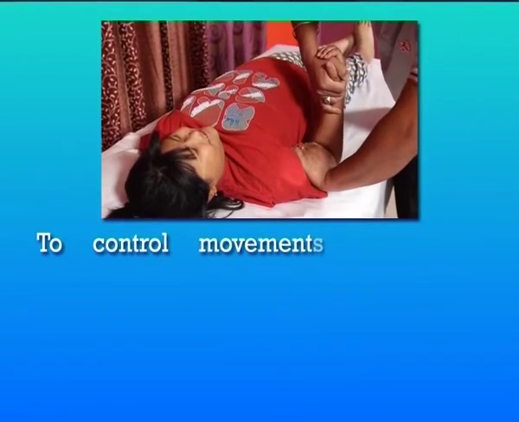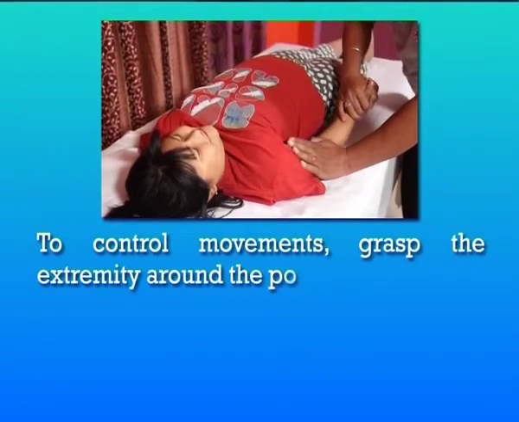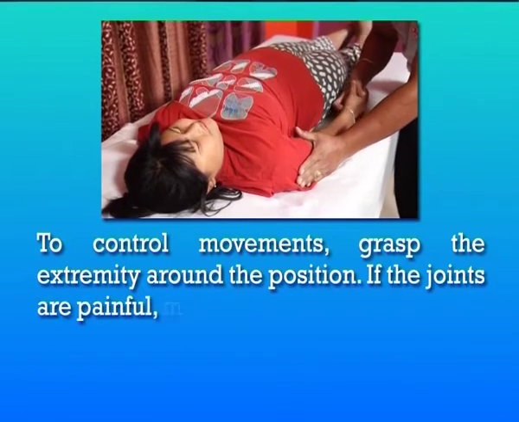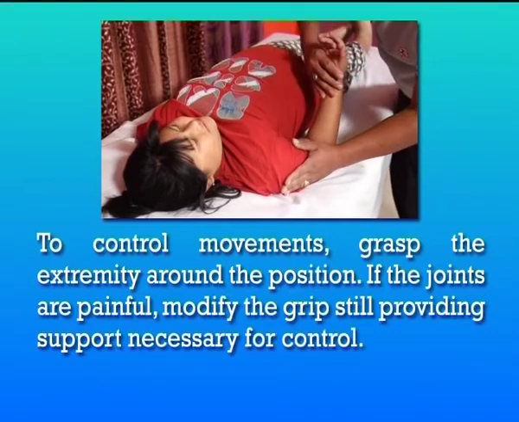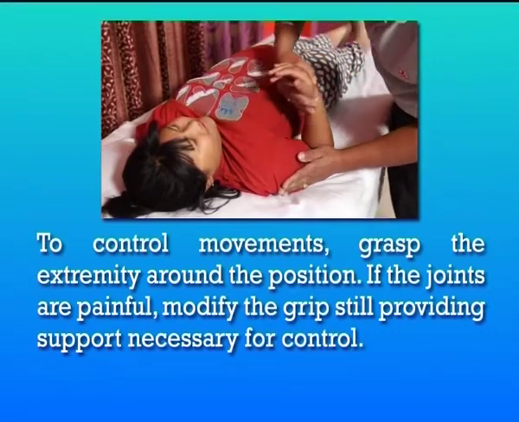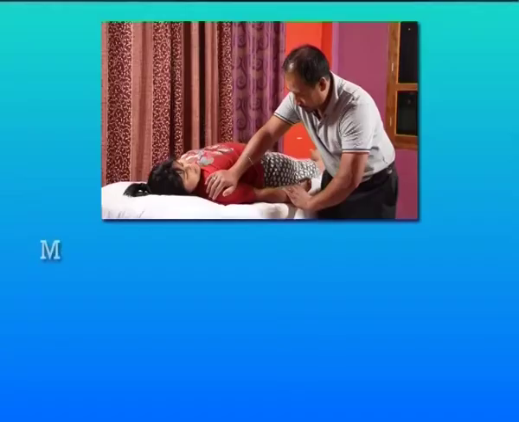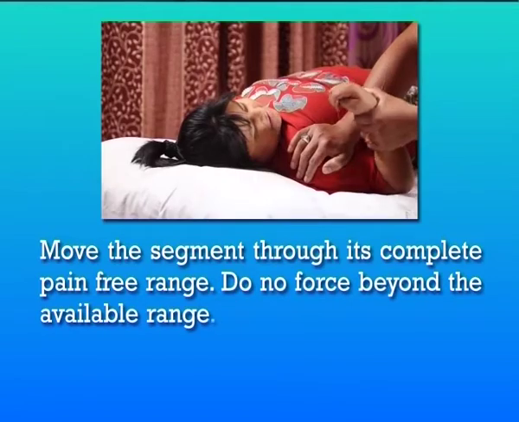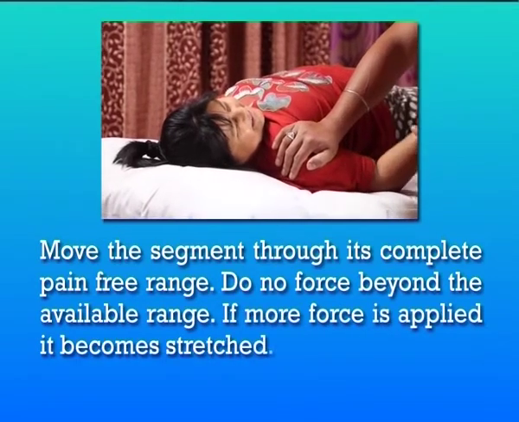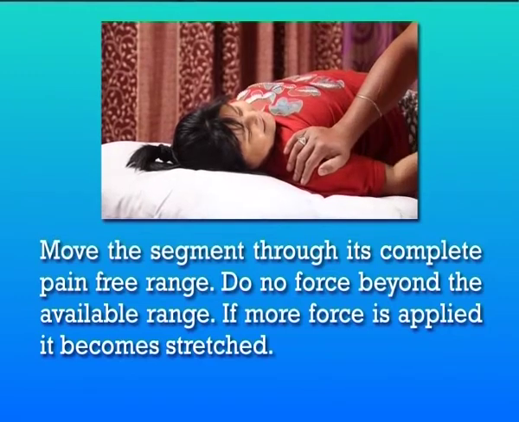To control movement, grasp the extremity around the joint. If the joints are painful, modify the grip, still providing support necessary for control. Support areas of poor structural integrity such as hypermobile joints, recent fracture sites or paralyzed limb segments. Move the segment through its complete pain-free range. Do not force beyond available range. If force is applied, it becomes a stretch.